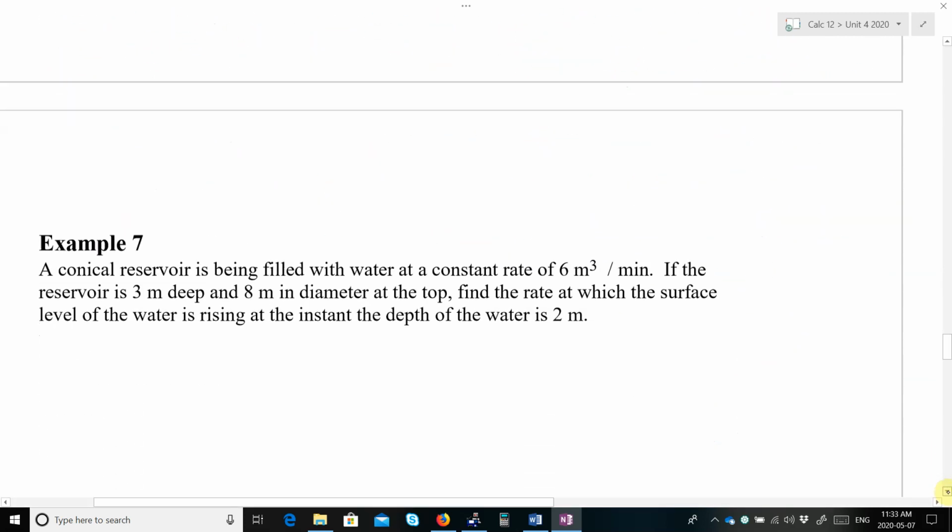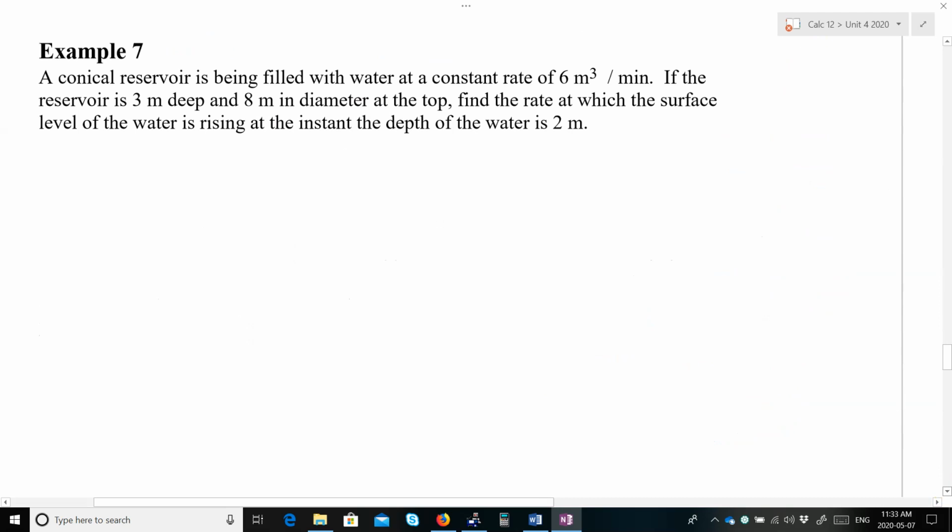All right, and finally, example 7. A conical reservoir is being filled with water at a constant rate of 6 cubic meters per minute. If the reservoir is 3 meters deep and 8 meters in diameter at the top, find the rate at which the surface level of the water is rising at the instant the depth of the water is 2 meters.